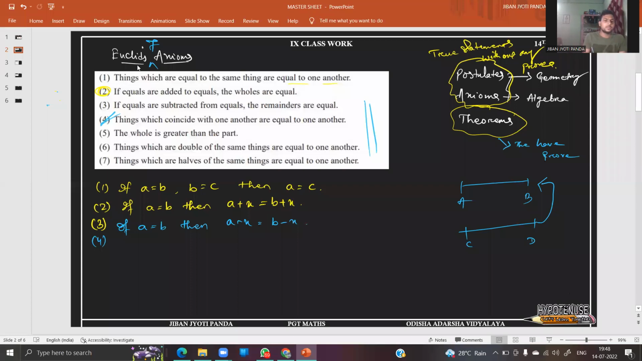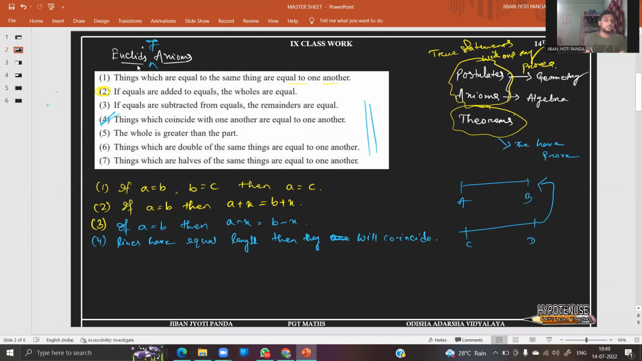Lines have equal length. Then they will coincide, we can say, or if they coincide, then they have equal length. They will coincide. Whatever you can write.